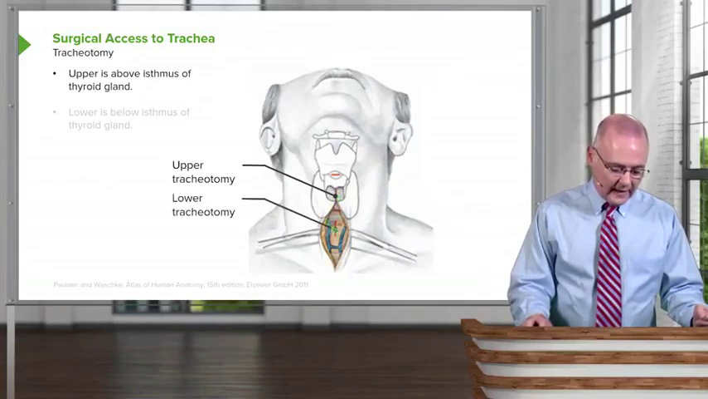The lower tracheotomy is going to be inferior to the isthmus of the thyroid gland, and you can see the vertical incision of that approach right in through here.